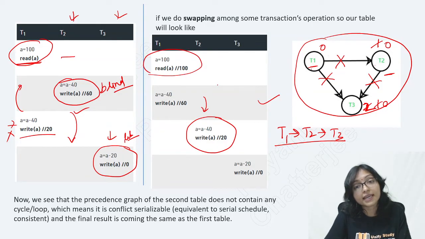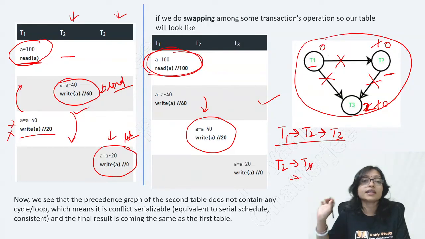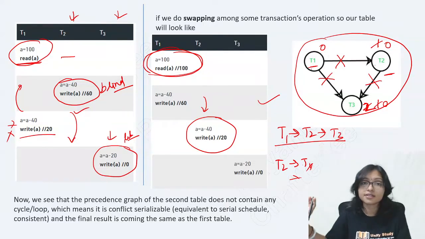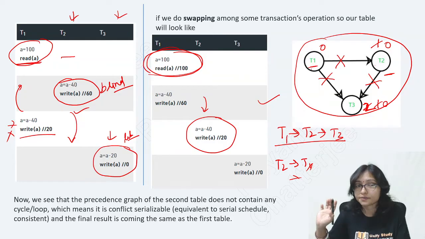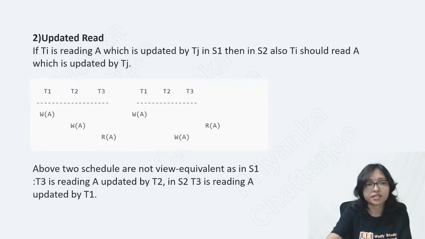You cannot say, okay, T2 will do first, then T1 will do. You cannot do it because it is the initial read. You have to maintain the initial read as it is. You cannot do swapping here. That is the first thing. So the initial read should be maintained.